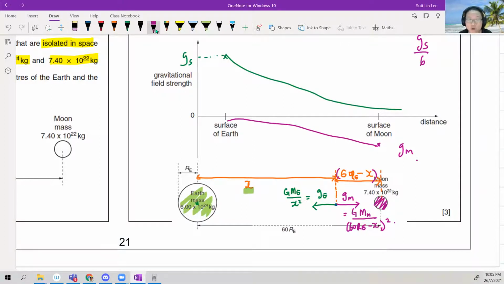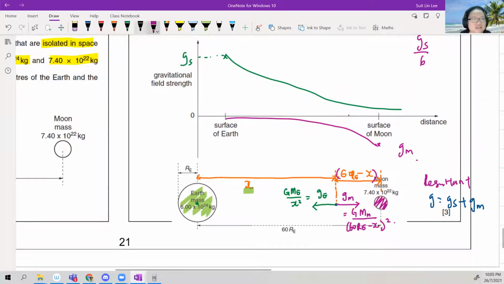But this is not what they want you to draw. They want you to draw the resultant. The resultant G is GS plus GM, but GM is negative. So somewhere along the line here, they will cancel out. Okay, let me draw my GM a bit exaggerated. Something like that. So somewhere along the line here, I don't know, somewhere here lah, they will cancel out. You're adding the green graph to the purple graph. So the big green graph add a tiny purple graph, you get a slightly lesser gravitational field.